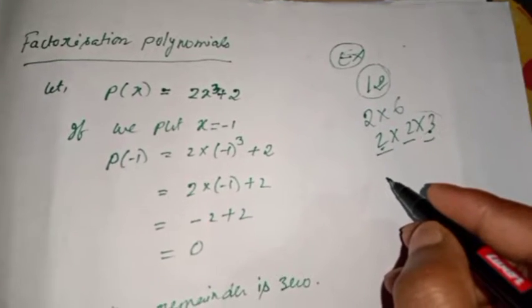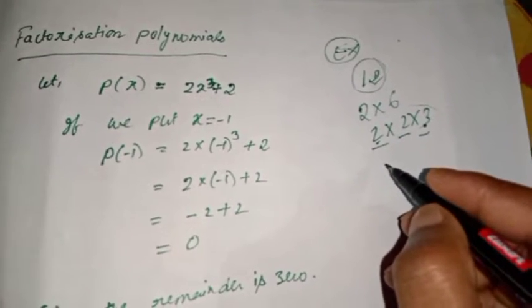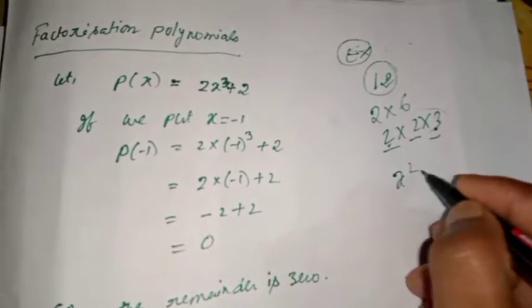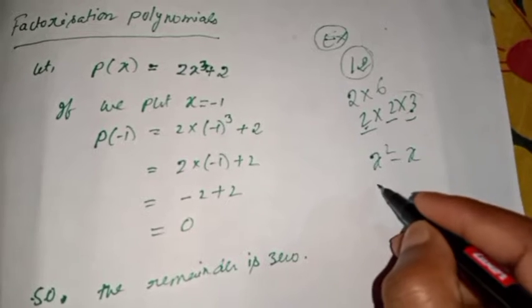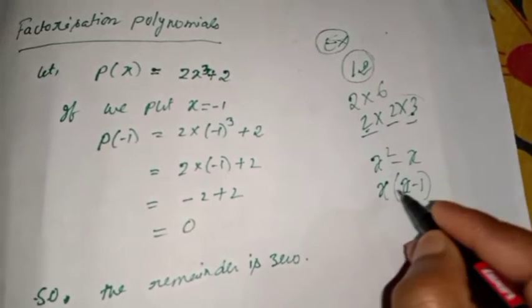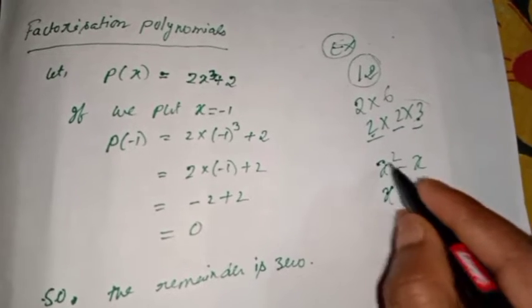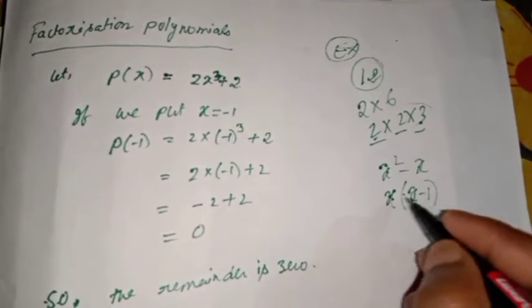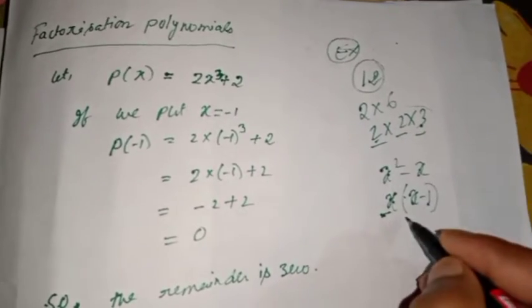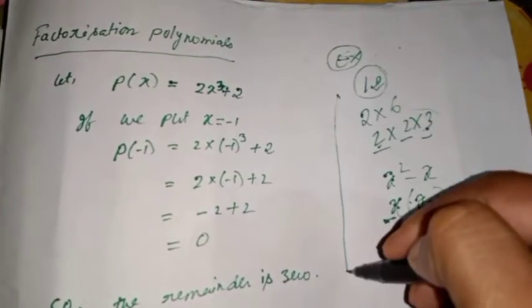Or in class 8 you learned the factorization of polynomials also, like x square minus x. So what are the factors of x square minus x? You can take x common, x into x minus 1. If you take x common, then what is left here? x, then x already common, what is left? Minus 1. So here the factors of x square minus x are x and x minus 1. This is a simple example.